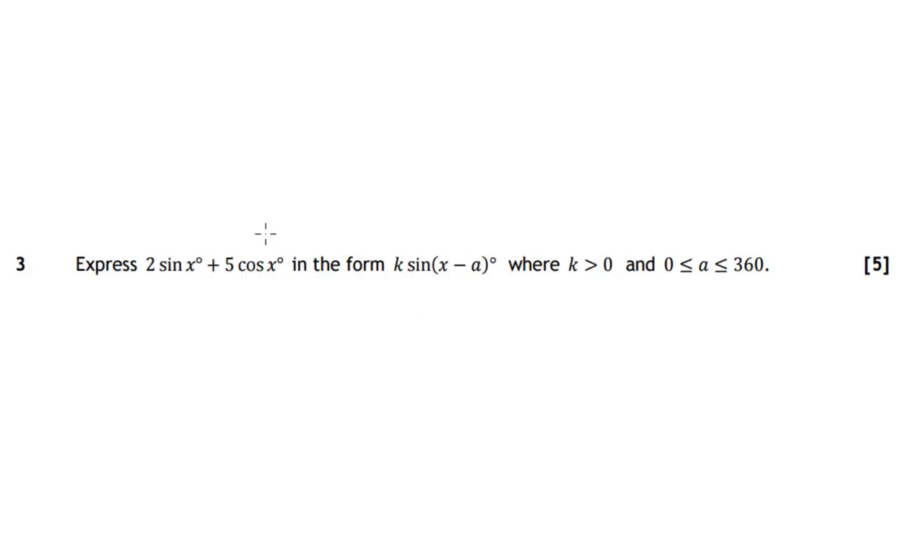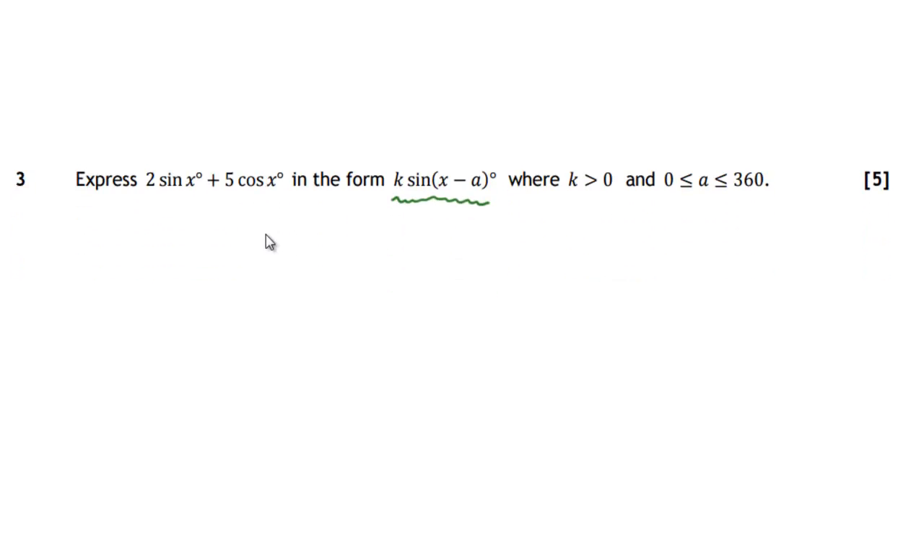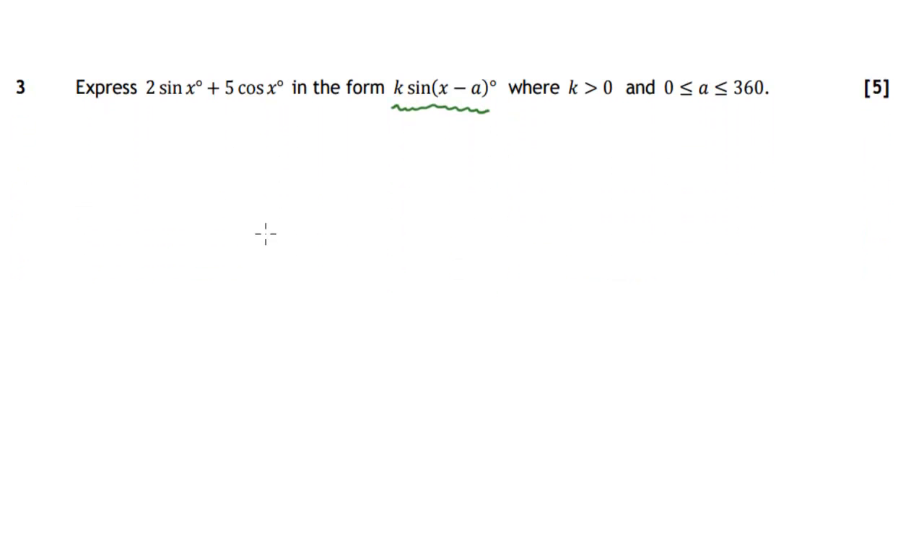Express 2 sin x plus 5 cos x in the form k sin(x minus a). So this is the clue here that we're going to be trying to rewrite this basically in a different form. And k sin(x minus a), that leads us to the addition formula. There's an expansion that we can use here. So k sin(x minus a) can be written as k sin x cos a minus, and very important, that k multiplied across the second term as well, k cos x sin a.